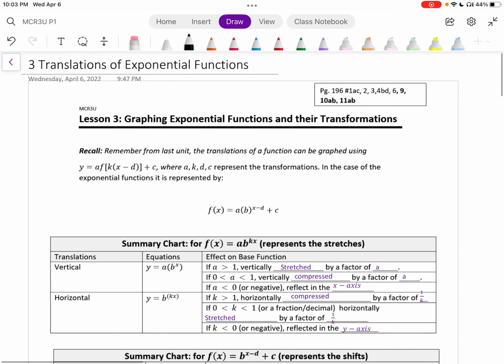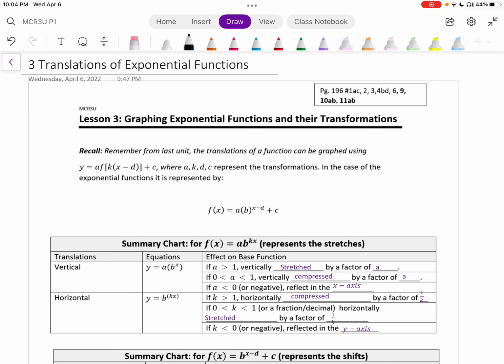Today we're going to be going over lesson 3, which is translations of exponential functions. This is really similar to what we just finished with transformations. So if you're still struggling with this idea of how to do a translation, this is a great lesson to watch because we're now going to be applying them specifically to exponential functions, right?